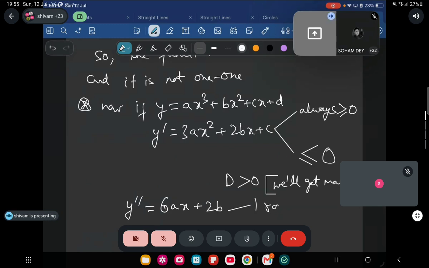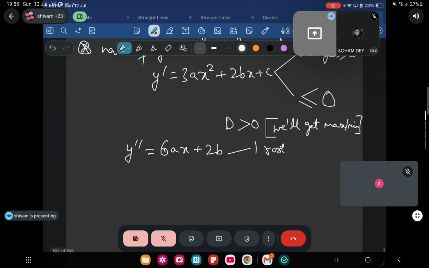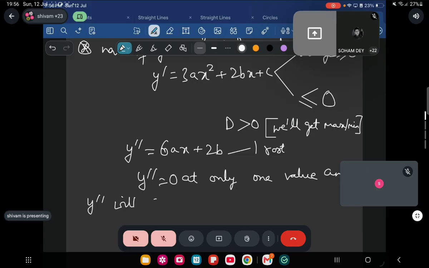y double dash is equal to 6ax plus 2b. It has only one root. Can you people understand? It has only one root. Achha. So y double dash is equal to 0 at only one value. And y double dash will change its sign at only that value, or you can say around that value.